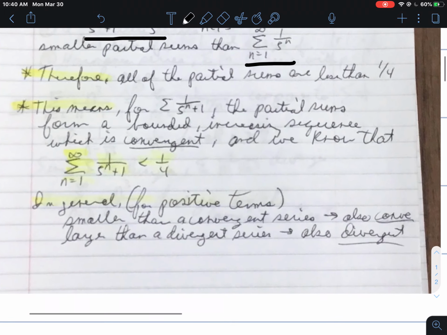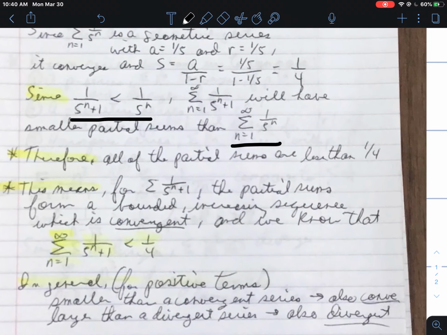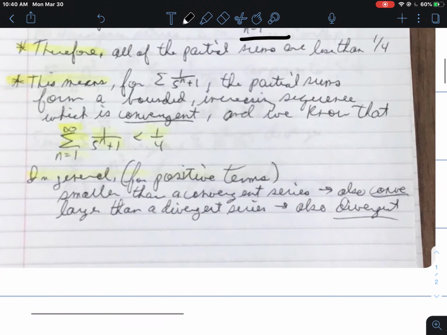So this means that for the sum of 1 over 5 to the n plus 1, the partial sums, just bringing in some of the things we talked about, are increasing, right? We know they're getting larger if we keep adding stuff to them. We also know that those partial sums are bounded. We just said that the partial sums of our series would always be smaller than the partial sums of 1 over 5 to the n. We know the sum of 1 over 5 to the n is 1/4. We found that up here. So that means our series, the partial sums, are increasing and bounded.